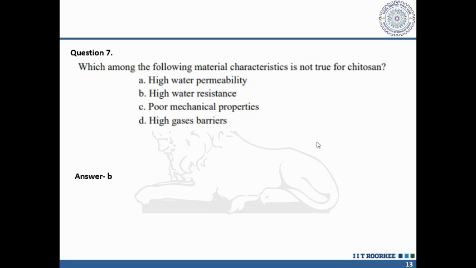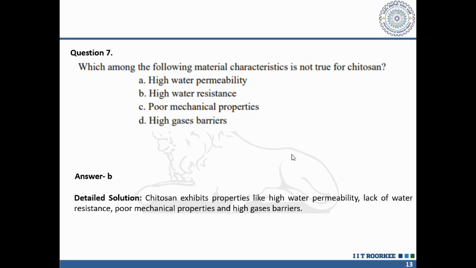And for mechanical properties, if I pull the tissue paper like this from both sides, it will break easily because it is just a tissue paper, so it has very poor mechanical properties. Every material has different characteristics. Chitosan exhibits properties like high water permeability, lack of water resistance, poor mechanical properties, and high gas barrier. But high water resistance is the best answer for this.